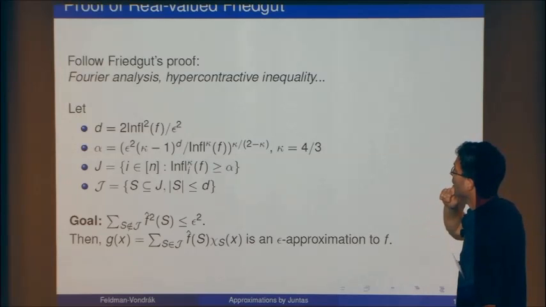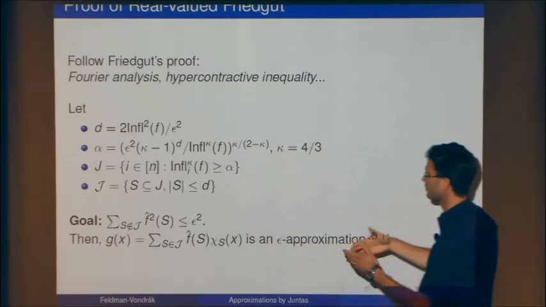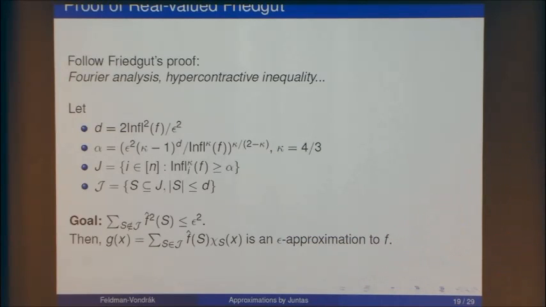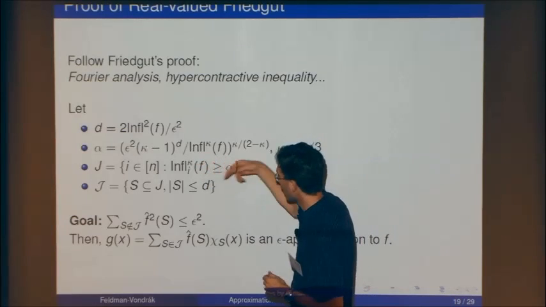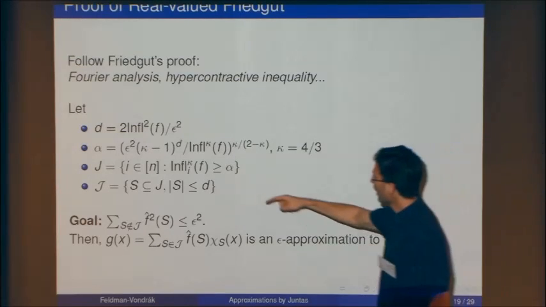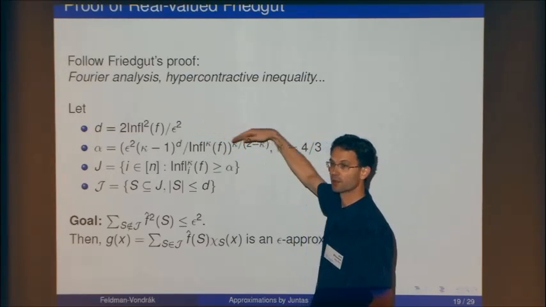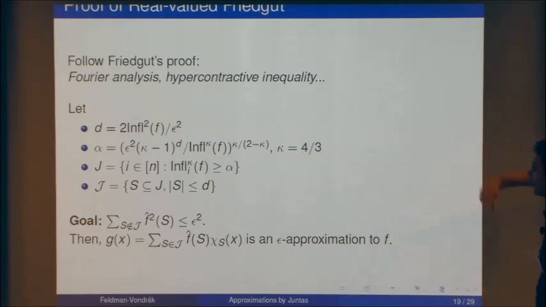Let me just point out, we defined the junta by taking variables where the influence is large in some sense, and that's defined by looking at the kappa powered influence for some reasonable value of kappa. We pick 4/3. That's not very important. There's also a degree bound, which depends on the squared influences. So we still need that to chop off the high degree coefficients. And that's why it depends on both kinds of influences.